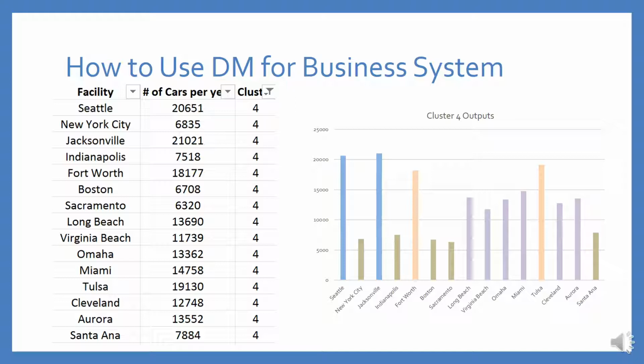So what we would do with this information is do an analysis on the Seattle and Jacksonville locations to see if there's anything in that data that would suggest why they're doing so much better than the other locations, and seeing if we can implement any of those strategies into the green locations like New York City or Boston.